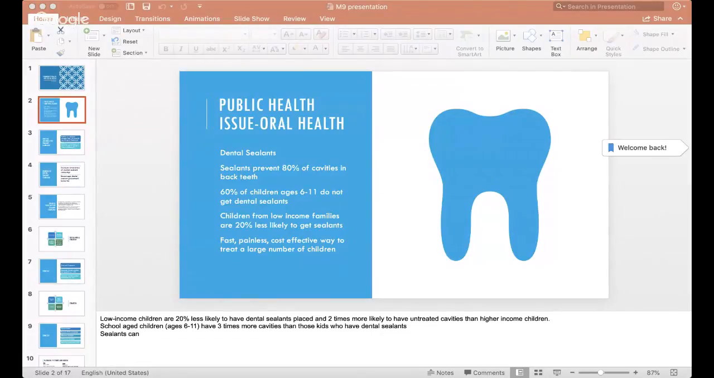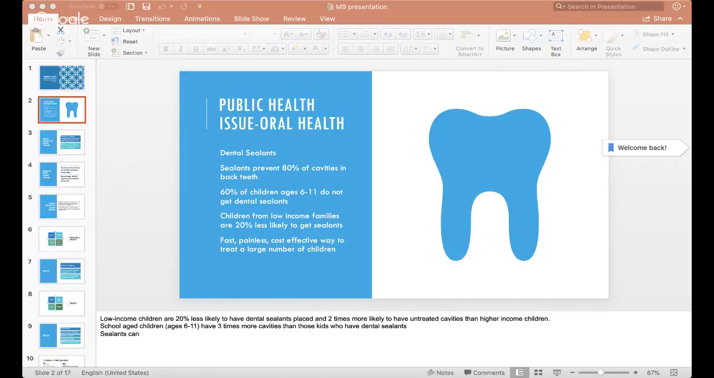And so the biggest thing is dental sealants. The reason I chose this is because sealants are very beneficial in the field of dentistry. They prevent 80% of cavities in the back teeth, the posterior teeth. And 60% of children ages 6 to 11 do not actually get sealants. So if these sealants can prevent 80% of the cavities and 60% of the children in the United States are not receiving them, that's what's bringing about this awareness and change.